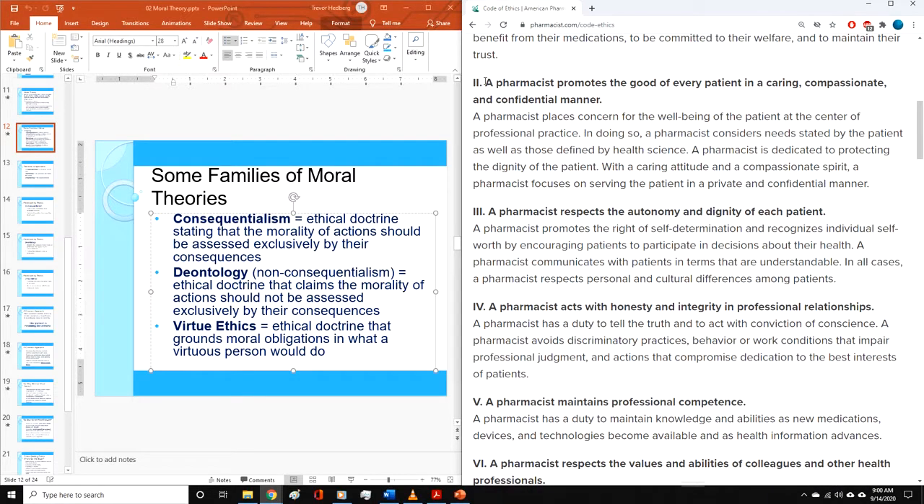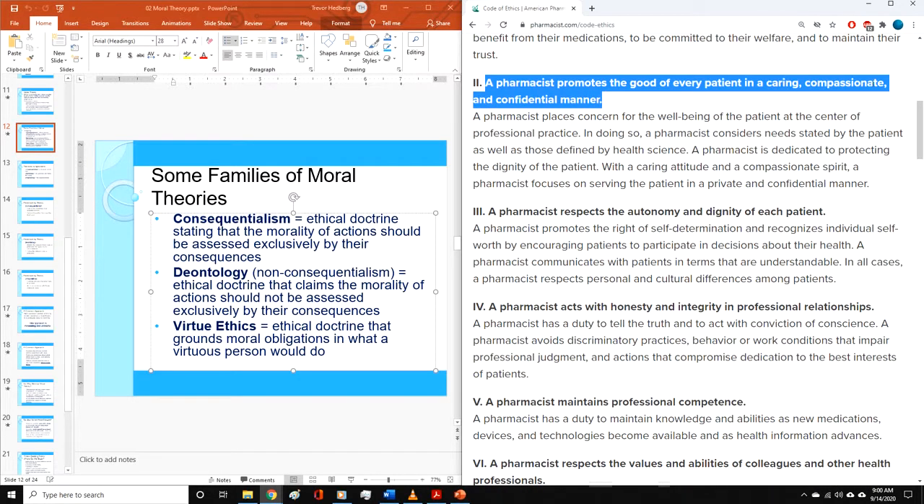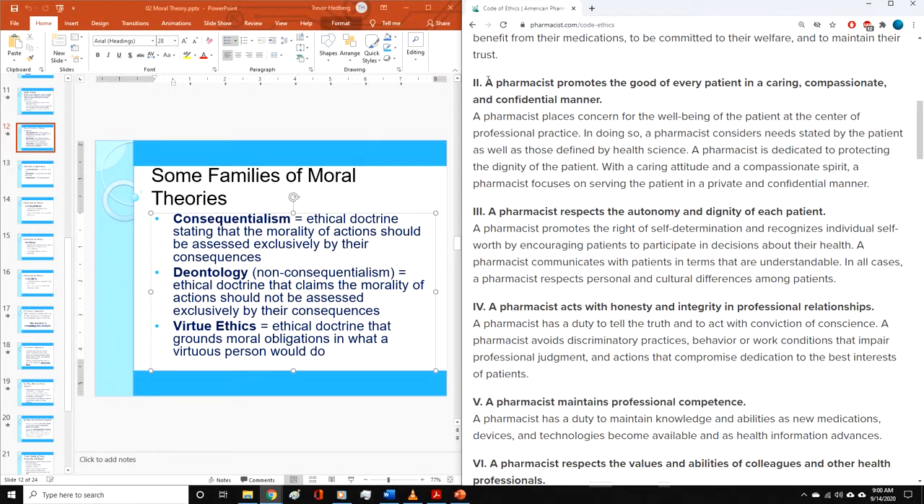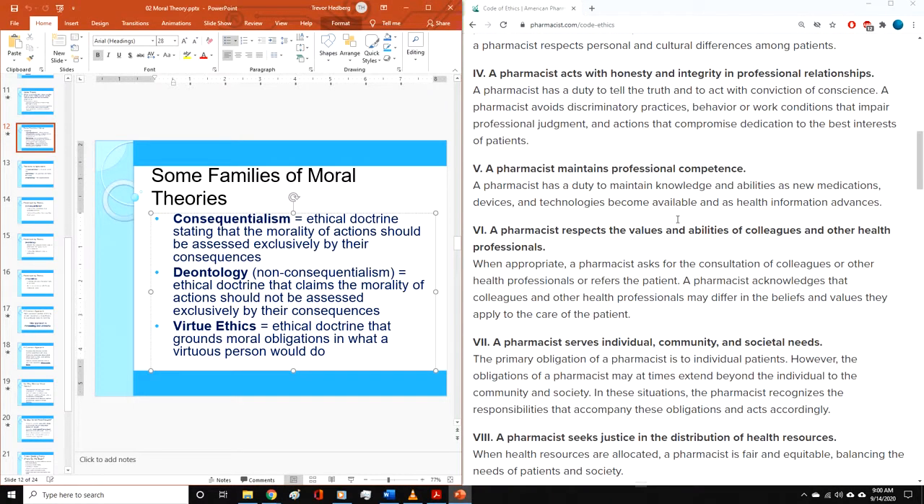Interestingly, the second one, a pharmacist promotes the good of every patient in a caring, compassionate, and confidential manner. That just sounds like an application of the principle of beneficence, and that is primarily a consequentialist principle. A pharmacist respects the autonomy and dignity of each patient. This is another deontological principle or consideration.